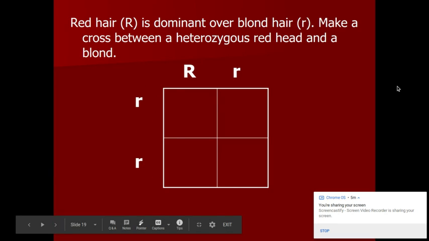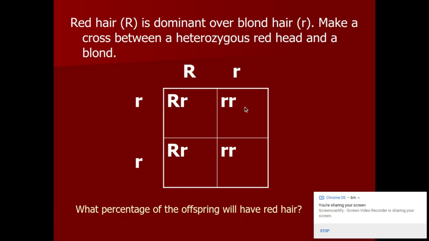Let's distribute out our letters. Big R's go down, little r goes down, little r goes across, little r goes across. Okay, so we've got 2 that are heterozygous and 2 that are homozygous recessive. What percentage of the offspring will have red hair? Well, we know that anything that has a big R is going to have red hair, and anything that has 2 little r's is going to be blonde. So that's 2 out of 4, which is 50%. You can't see that right here because my box is blocking it, but that's 50%. Okay, so let's continue on.